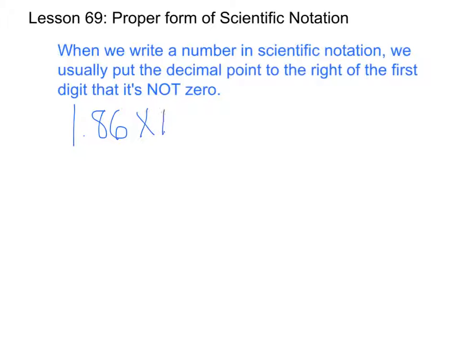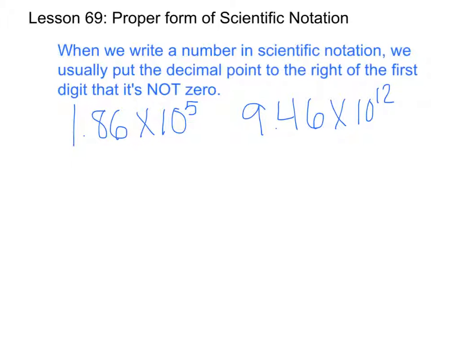1.86 times 10 to the 5th power. So therefore, you can see here our decimal point is right after the first non-zero digit. 1 is our digit, we put our decimal point right after it. Another example of scientific notation would be maybe 9.46 times 10 to the 12th power. Our decimal point again is right after the first non-zero digit, and this tells me I'm going to move my decimal place 12 places to the right if I were to put it in standard form.